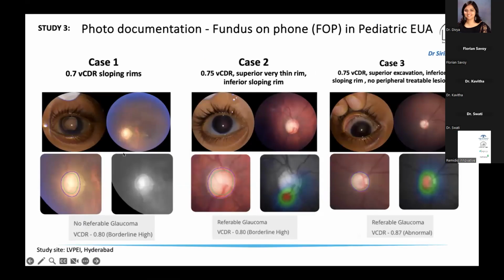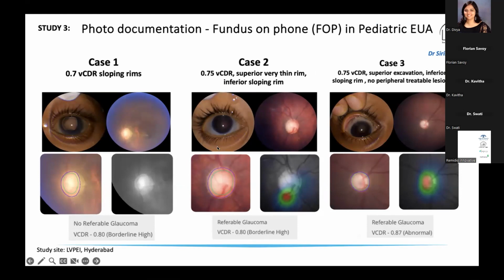These are some examples where you can see these were children with congenital glaucoma. You can see that enlarged cup to disc ratio plus the pallor of the optic disc that you can notice and thinning of the neuroretinal rim. So all of this was picked up as referable glaucoma. So this is case number 1, case number 2, and case number 3. What is also interesting is that it can give you, although not of a great quality, an anterior segment photograph also.